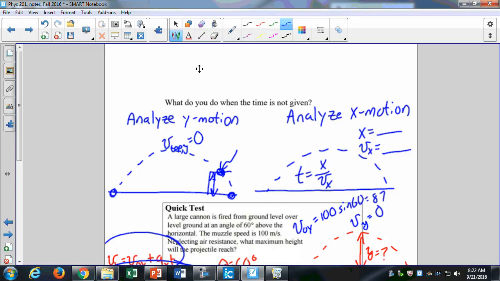So those are going to be your two tacks approaching these problems when the time is not given. When the time is not given, be ready to sink in and get into all the details. Because if the time's given, the problem is usually pretty simple. But if the time's not given, you're going to have to use one of these techniques, either analyzing the y or the x motion, depending upon what's given.